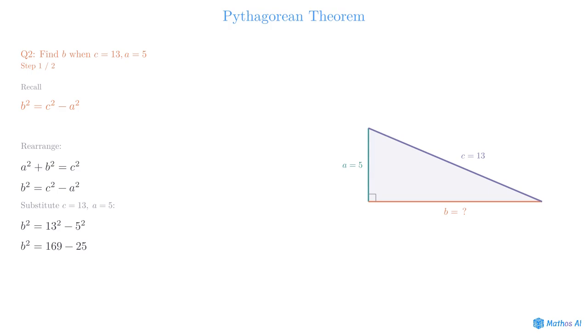13 squared is 169 and 5 squared is 25. 169 minus 25 equals 144. Almost there. Let's take the square root.